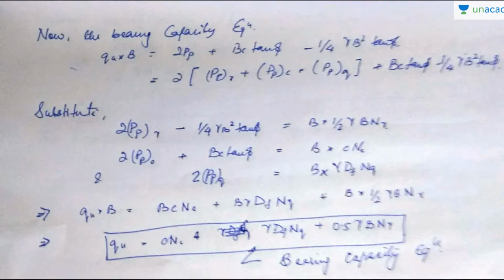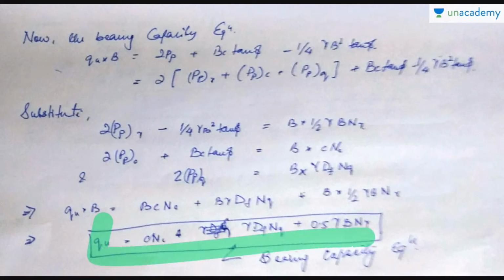If you replace this, you will get an equation like this: QU B is equal to B C NC plus B gamma DF NQ plus B cross half gamma B N gamma. In this equation, you can easily cancel the B from all the parts. So you get QU is equal to C NC plus gamma DF NQ plus 0.5 gamma B N gamma. So this equation is nothing but your bearing capacity equation.